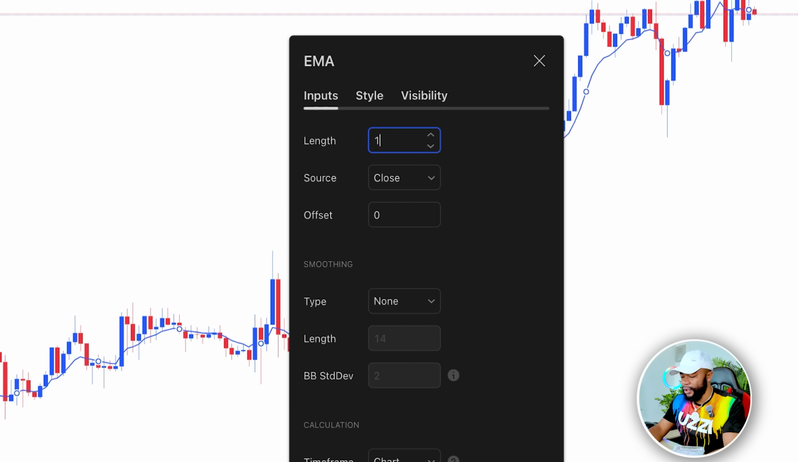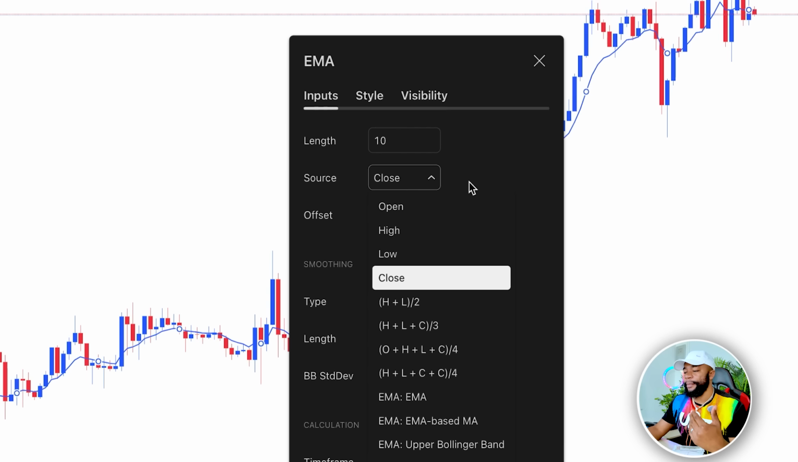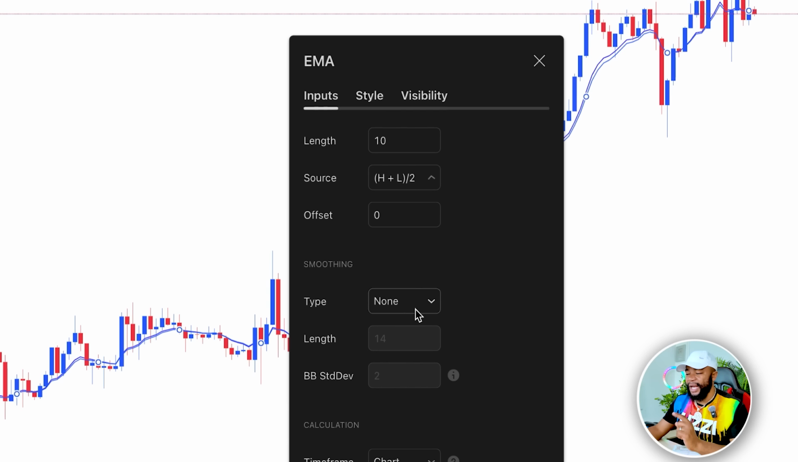So you can just pause the video and put the same settings. Source, we're just going to use median. In most cases you might be used to close and most of you will be confused, but let's stick to median because median reacts faster to price. So median here is high plus low divided by 2. Very, very important. High plus low divided by 2. H plus L divided by 2.